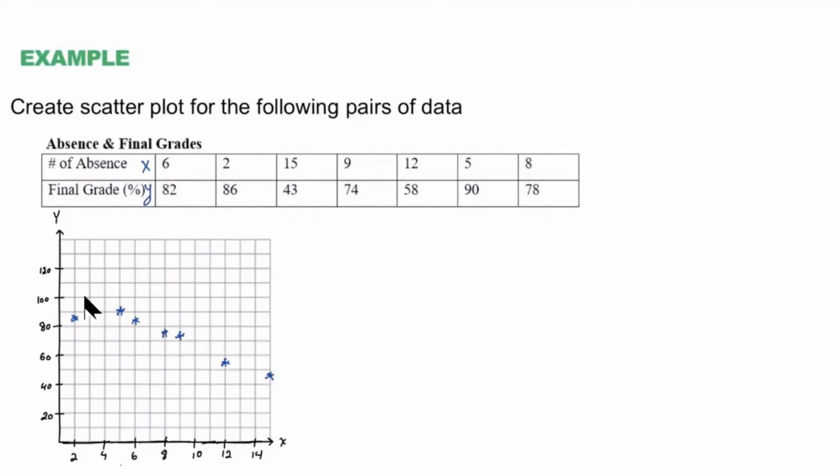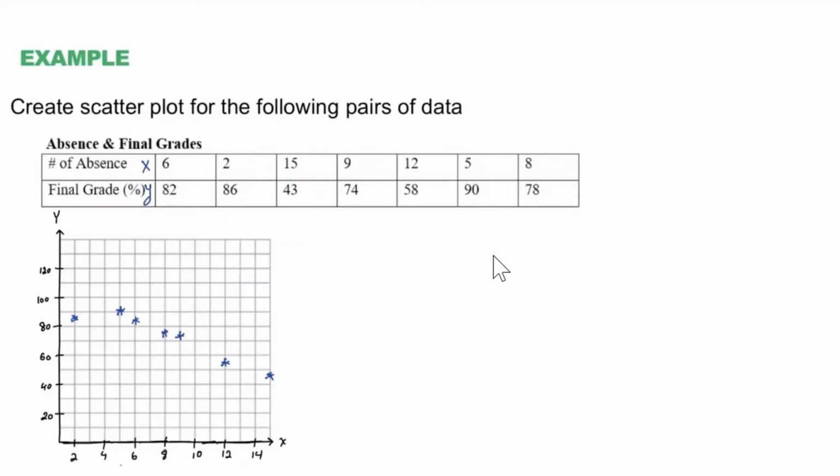That is the meaning. You can see there is a linear relationship between the number of absences and your final grade. That is the meaning. Do you have any question on this one? Yes. Yes, what is it?